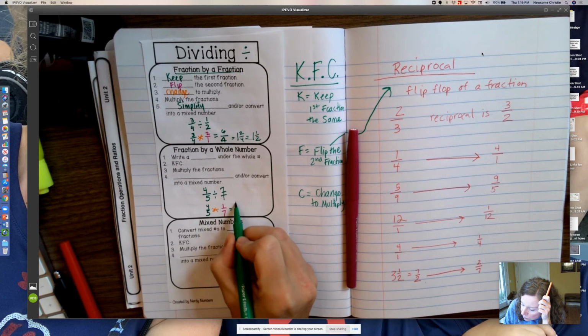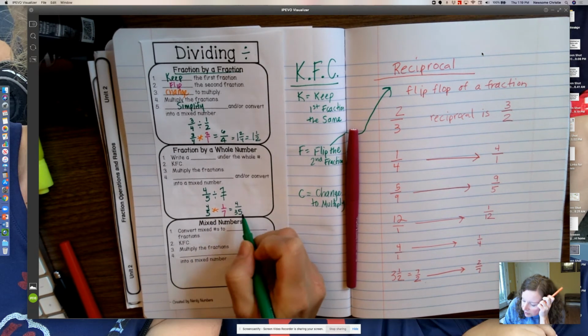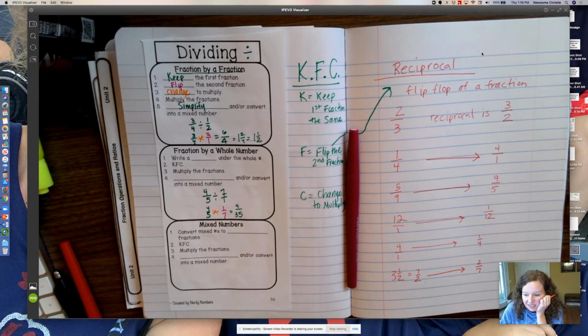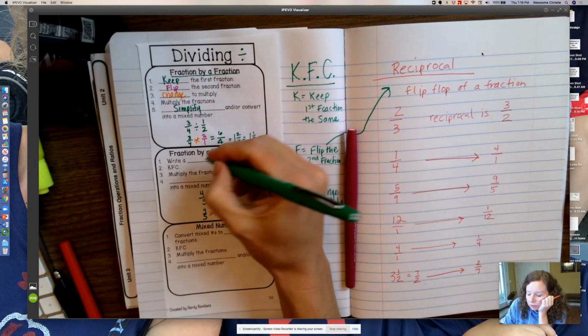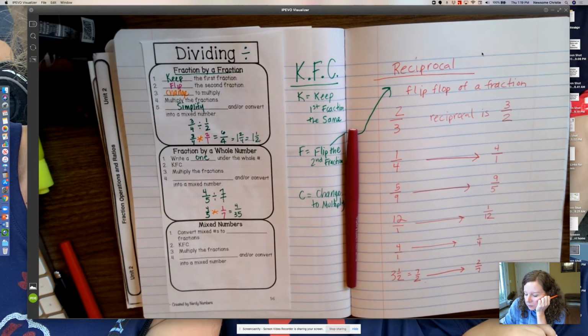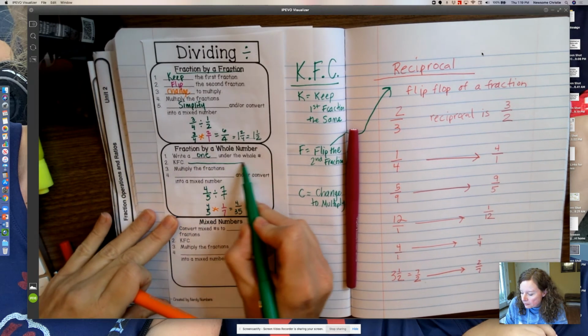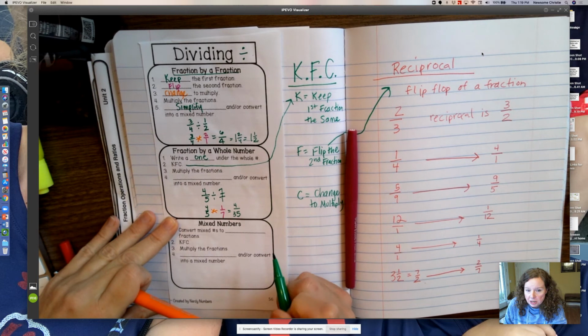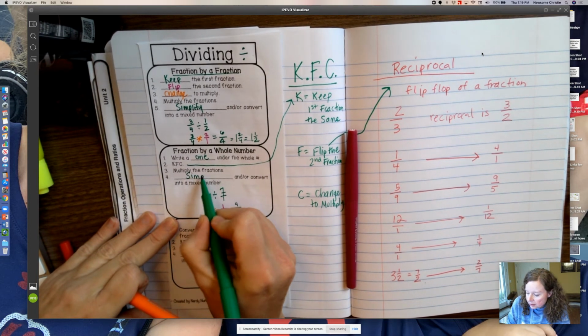4 times 1 is 4. 5 times 7 is 35. 4/35 is as simplified as that will go, and so that's our answer. Okay? So the directions up here were to write a 1 under the whole number, KFC. Keep, flip, change, right? Multiply the fractions, and then we simplify.